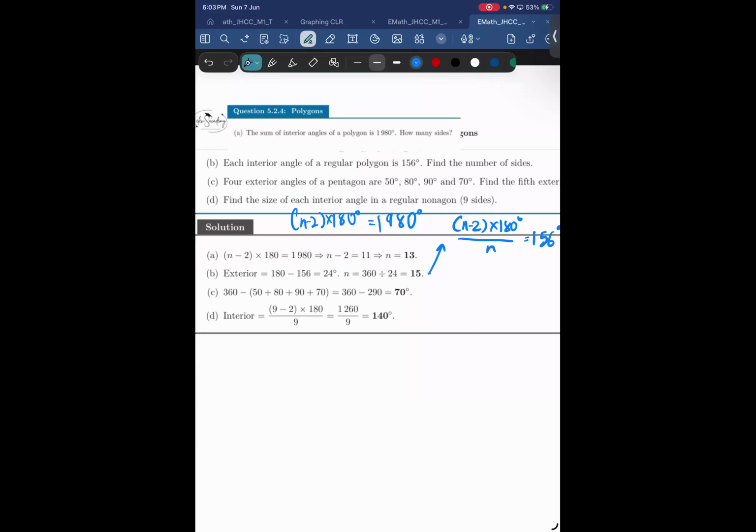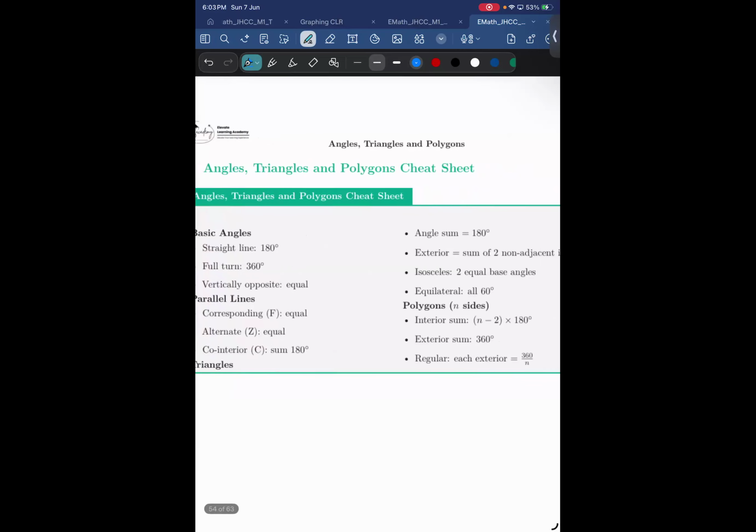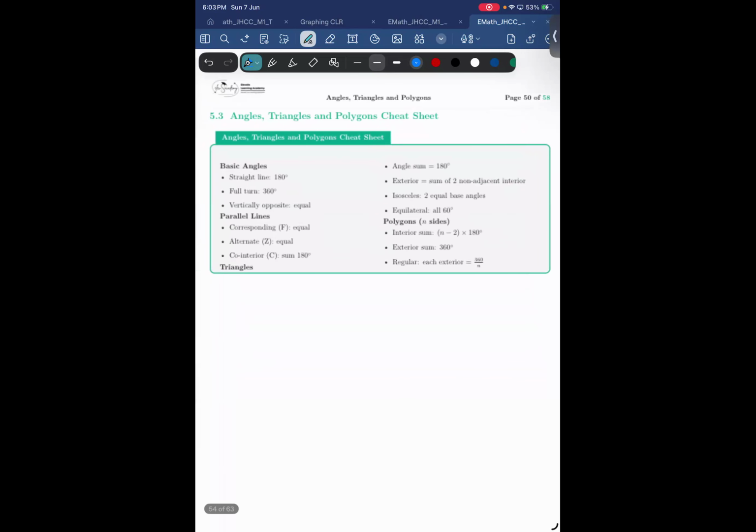And lastly, find the size of each interior angle in a regular nonagon, 9 sides. In this equation, you just substitute n equals 9, and you get the answer 140 degrees. Any last questions for this? That's what we've done.